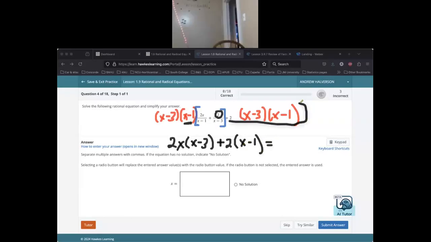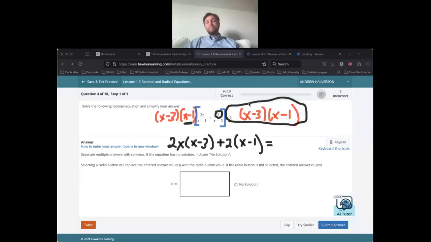And the right side? Do we cancel anything on the right side? No, because there's no fraction. So this just becomes 2 times x minus 3 times x minus 1.